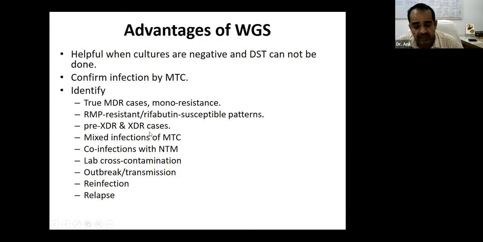Pre-XDR, XDR cases, it was an eye opener for us. We found 3 pre-XDR cases because we don't have that many MDR cases. Mixed infection with MTCs. Mixed infection means 2 resistant phenotypes, or you have an NTM co-infection. Lab cross-contamination can be identified, outbreaks, recent transmission can be identified, reinfection, relapse. So there are plenty of opportunities. That's why I call it a Swiss Army knife. You can get a lot of data, a lot of interpretations from the data you get from whole genome sequencing.